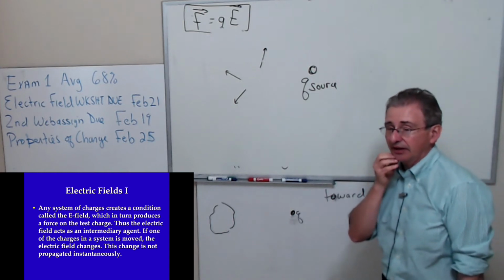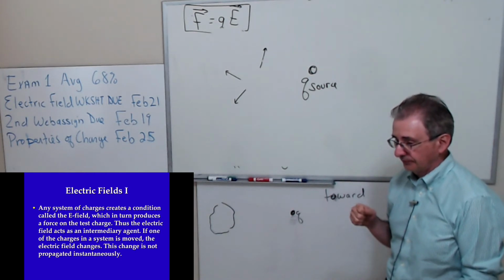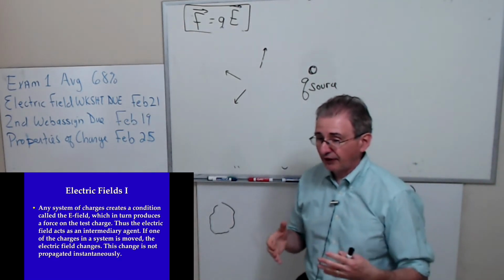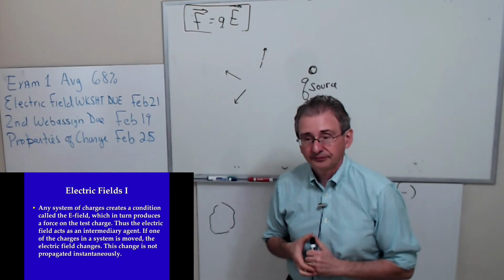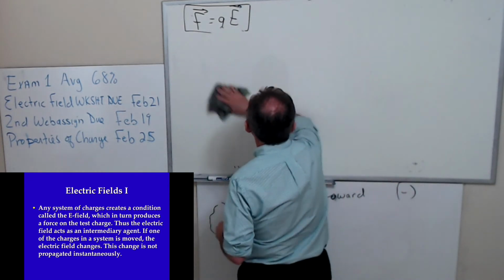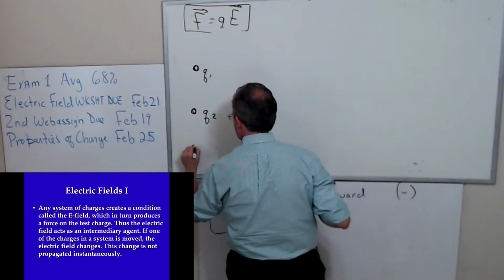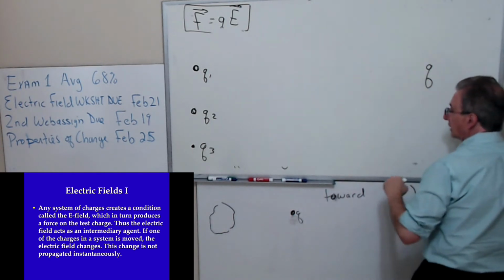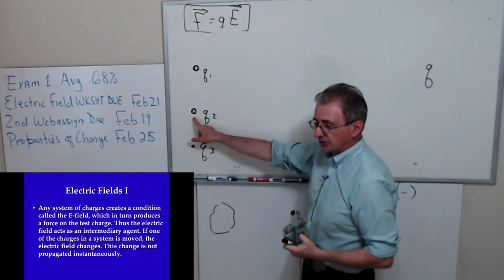Now, the electric field also acts as an intermediary agent, just like the gravitational field. The electric field reconciles the fact that Newton's third law is not always valid. If I have a set of charges in space, and I have another charge here. Let's say something happens to this one. There's a force acting on it. Something bumps into Q2.